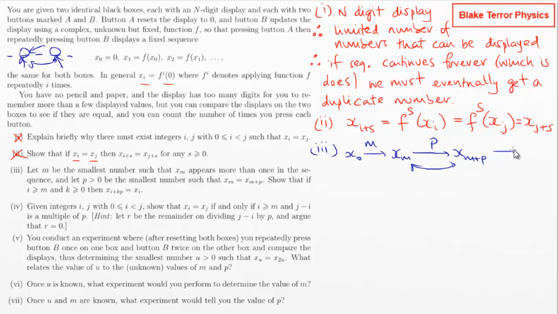And then every time we do another p, obviously we're getting back to the same place, because if we've got the same number here, this xm and xm plus p are the same, then doing another p presses is going to take us back to that same number at xm plus 2p.